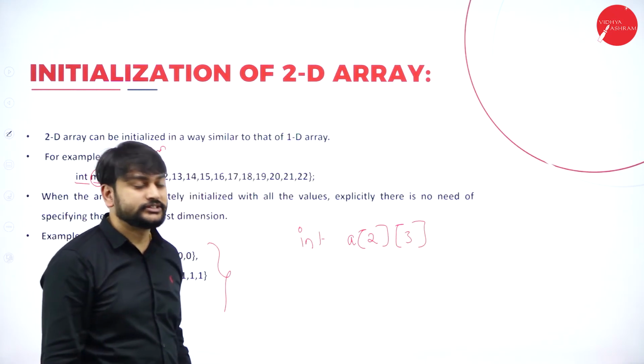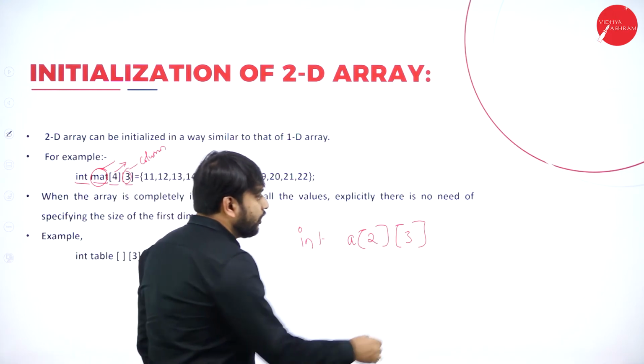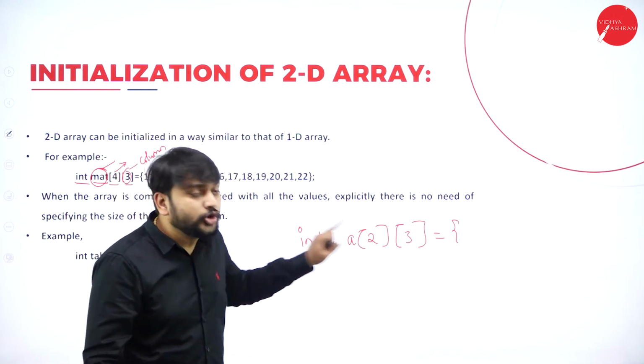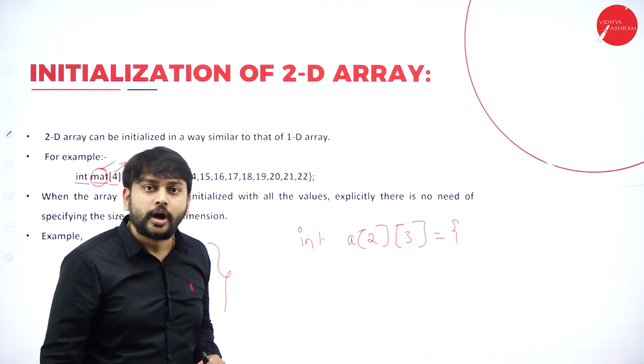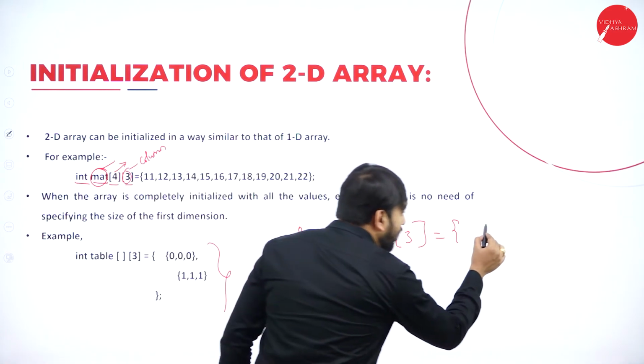So how do I initialize this? What is the meaning of 2? 2 in the sense 2 rows, 3 in the sense 3 columns. Let me show you this. First, you open the curly bracket. How many rows do you have? You have 2 rows. How many columns? 3 columns. So I'll open the bracket.